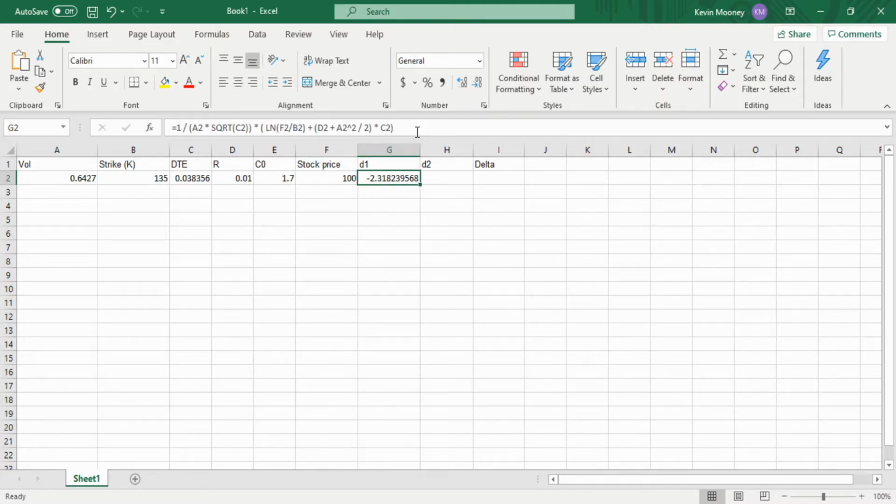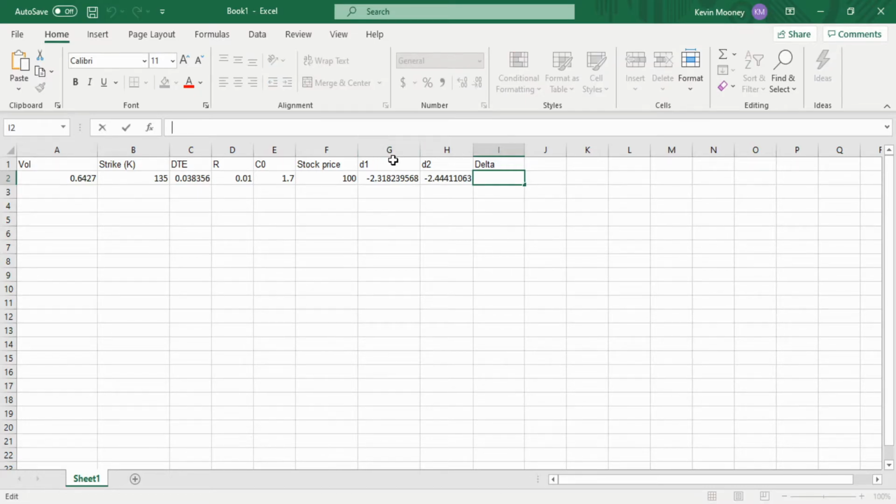Now let us calculate our D2 value, and that is simply that. Let's run it to make sure it makes sense. Good. So our delta is just, why do I always want to say continuous? It's the cumulative distribution function of D1 for a call option. So this is equal to norm dist. Our D1 values are what? The G2 column, G2. And it's mean 0, standard deviation of 1, and we want cumulative, so we set it to true.